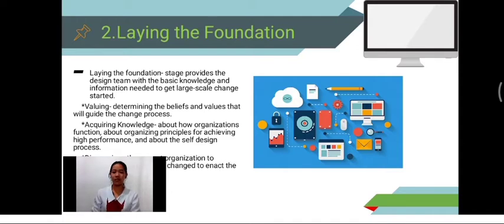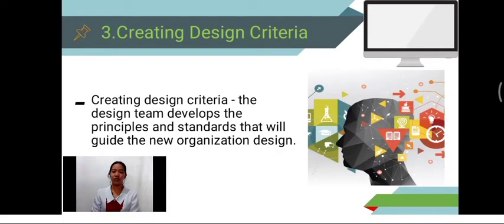And after the second stage, we are now moving to the third stage, creating design criteria. In this stage, the design team develops the principles and standards that will guide the new organization design. They describe any organization capabilities required by the strategy that the new organization will need to be able to support the strategy and how the organization is expected to operate.